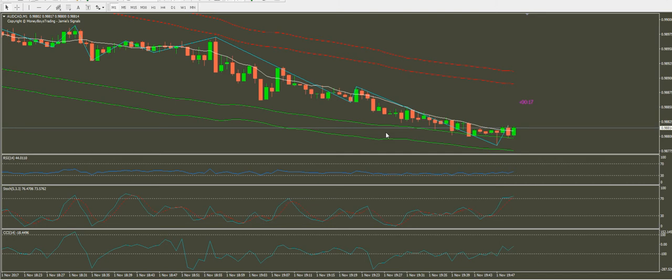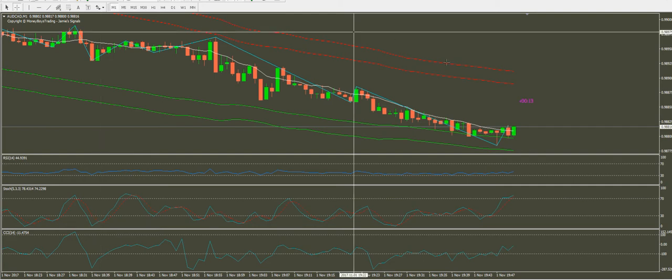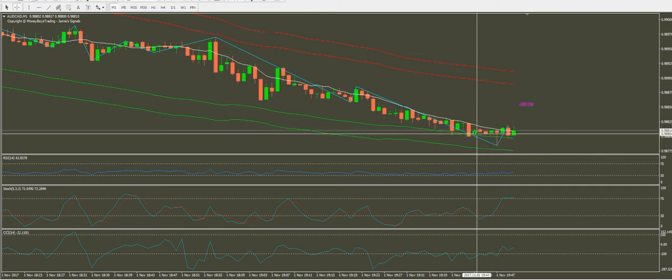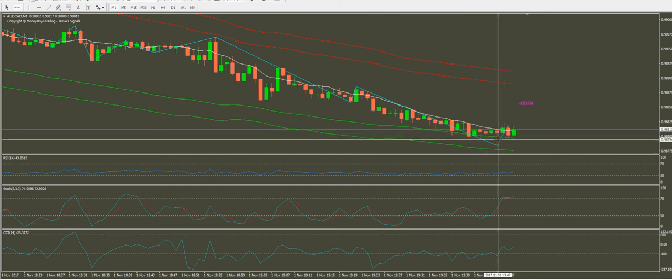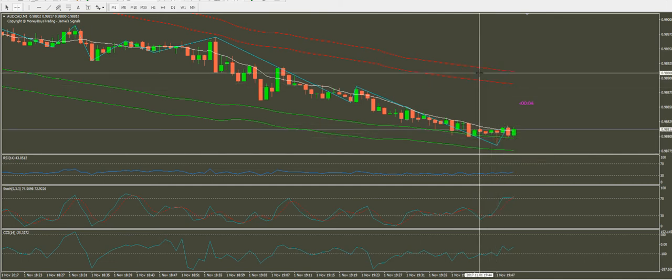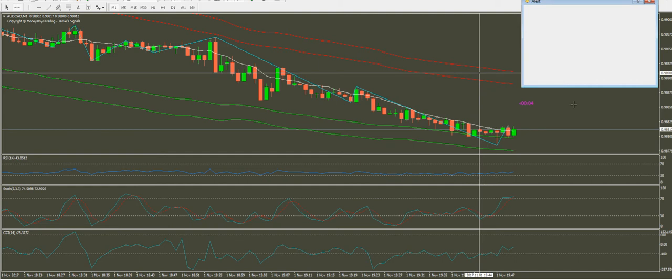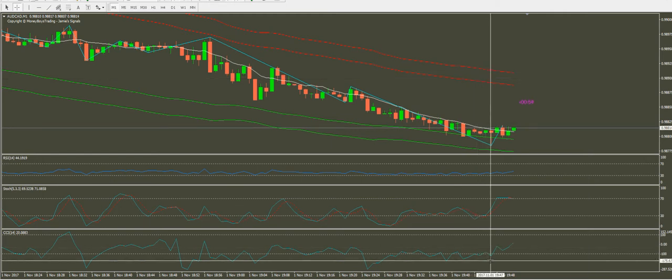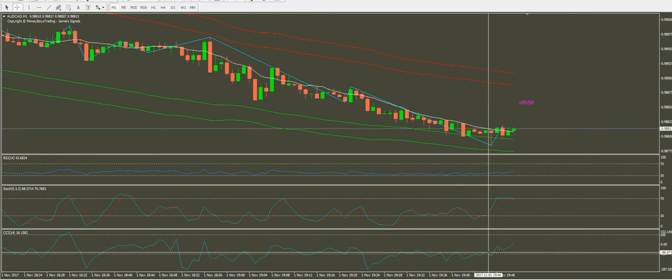So the rules of this strategy are pretty simple. We're waiting for the price to be in the buy and sell zones. Okay, can you see that? In the buy zone or the sell zone. Okay, and the RSI needs to be overbought or oversold. The same with the stochastics and the same with the CCI.